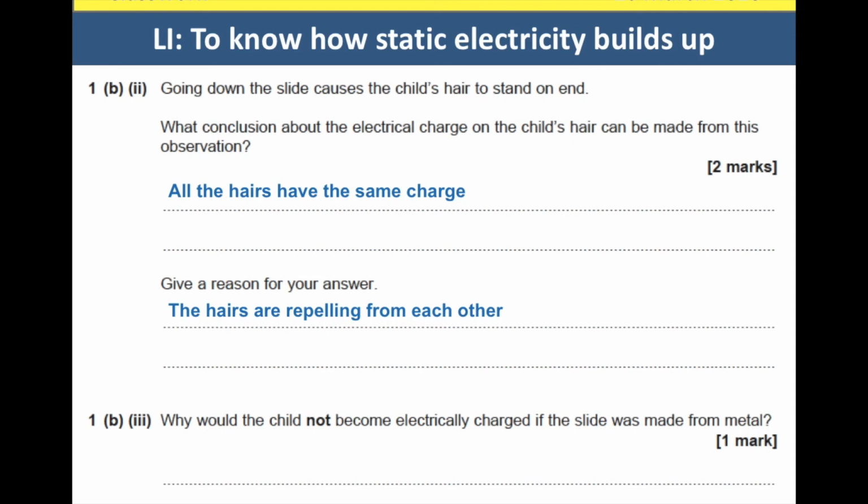Then the last question for today says, why would the child not become electrically charged if the slide was made from metal? Well, only insulators can become charged. Metals cannot become charged because charge can move through them because they have free electrons. So the answer to the question is that either metal is not an insulator or charge would flow through the slide down to the earth. Either of those points will get you that mark.